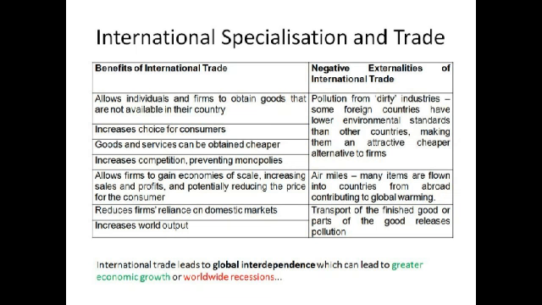Unfortunately, international trade also has many negative externalities, and guess what? They're all to do with the environment. So we have pollution from the dirty industries, because some foreign countries have got lower environmental standards than other countries, which makes them an attractive, cheaper alternative to firms.